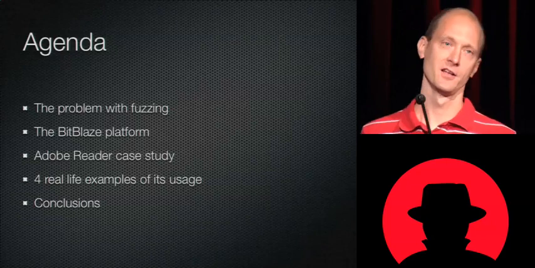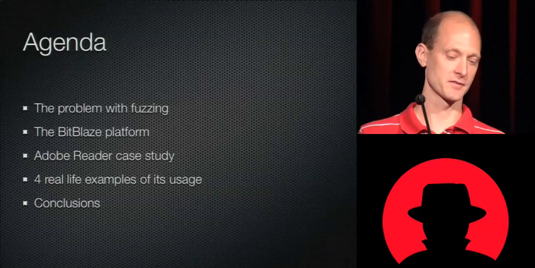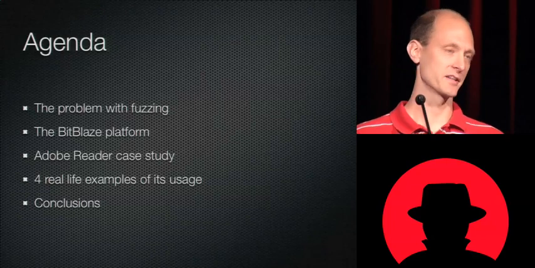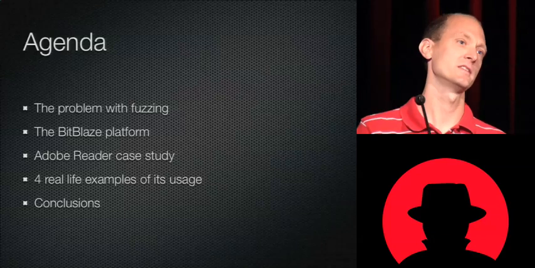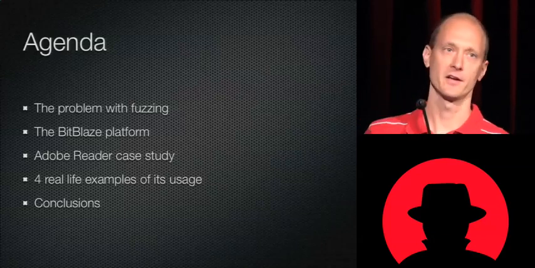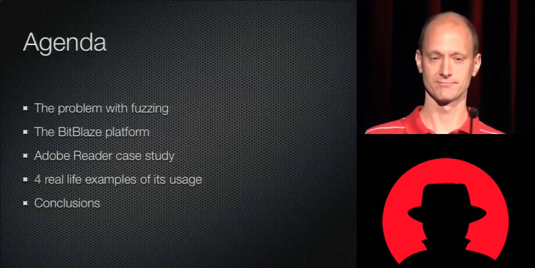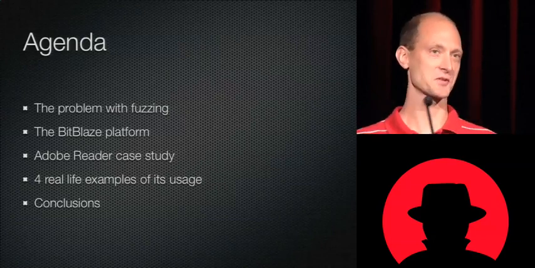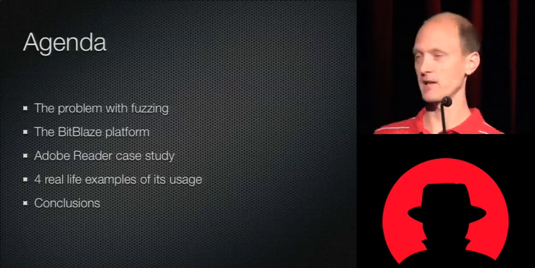Then we're going to talk about BitBlaze itself, what it does, and how you can use it to help solve this problem. Then we'll move on to a bunch of real-life case studies. First, I'll look at Adobe Reader and how, in general, these techniques can be used with crashes from there. Then we'll look at 4 actual bugs that were found with fuzzing and how you would use BitBlaze to analyze those crashes and figure out if they're exploitable, what the underlying bug is, and that sort of thing. And then finally, we'll try to wrap things up.